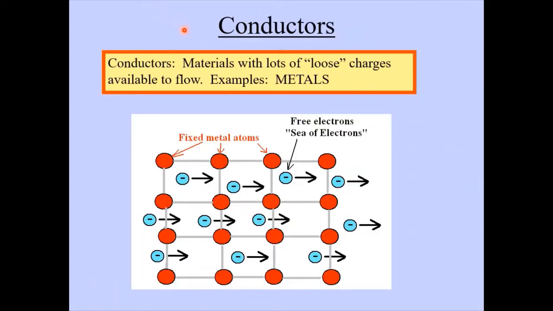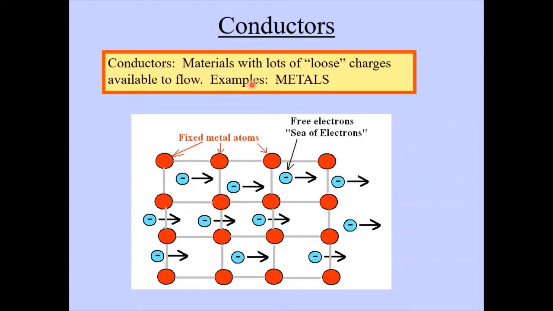It's useful in some of the topics that we're going to be talking about in this chapter and the next to think about what electricity is like down at the microscopic or atomic level. And for this, we're going to talk about two types of materials that are important for electricity, that is conductors and insulators. So a conductor is a material with lots of loose charges available to flow.